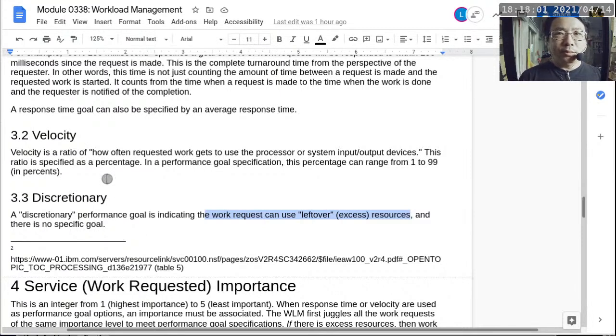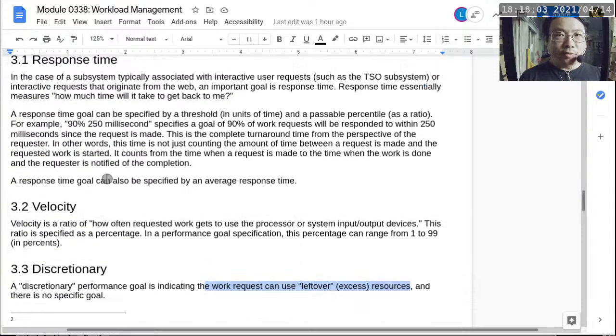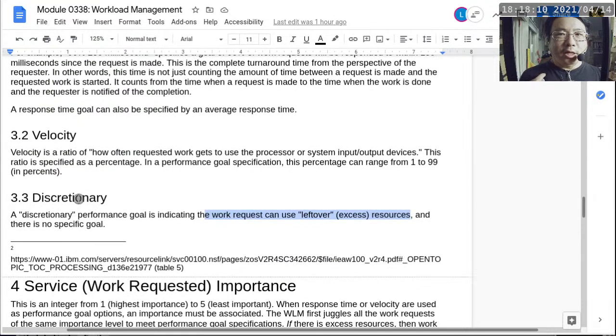So there are really only 2, as far as I'm concerned. There are only 2 goal specifications: by response time and by velocity. Because the third one basically just says, if you have time left, if you have resources left, let's do these things. Otherwise, we don't have any specific goal to achieve with those particular work requests. All right, so I'm going to pause and see if you have any questions at this point.